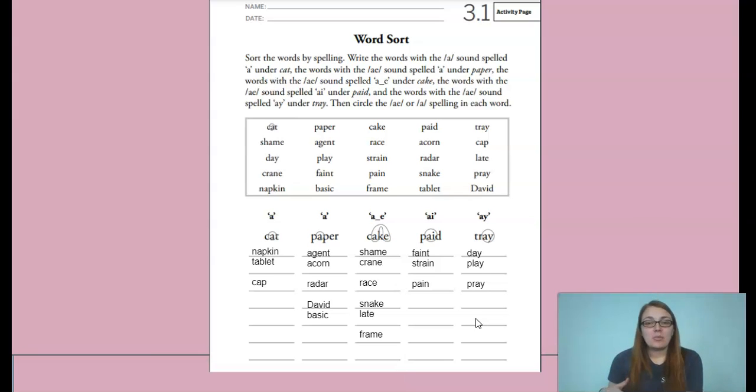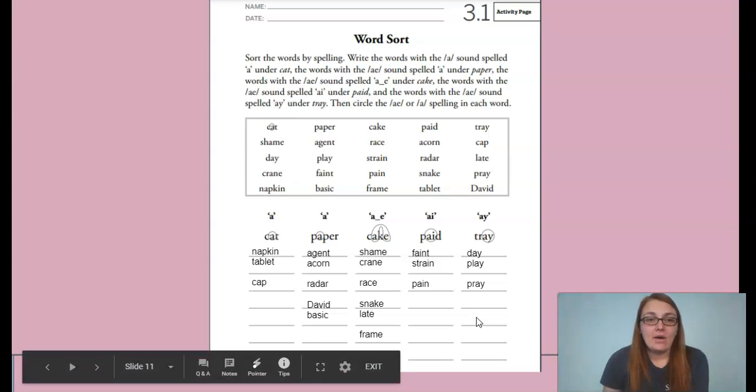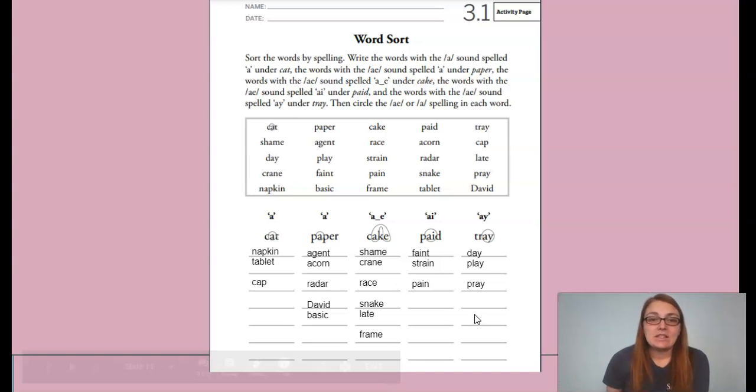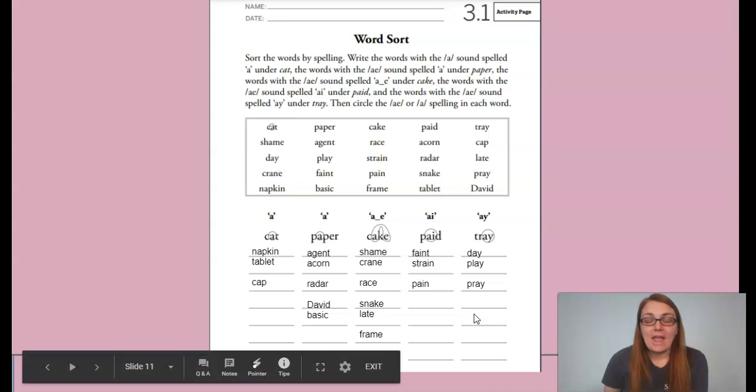So here is the completed list of all of the A words: A words like napkin and agent, A space E words like shame, AI words like faint, and AY words like day.